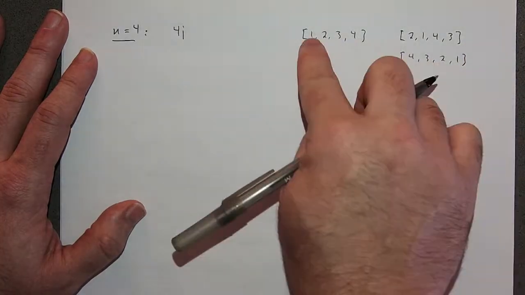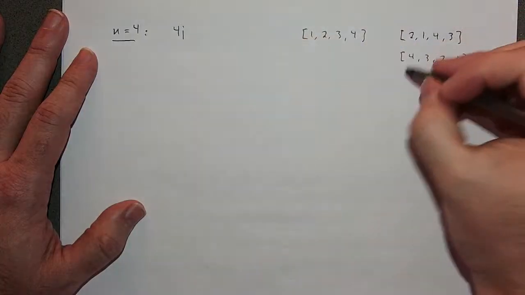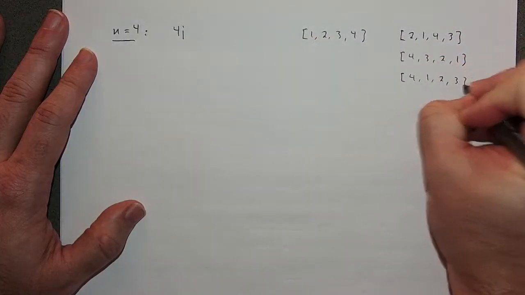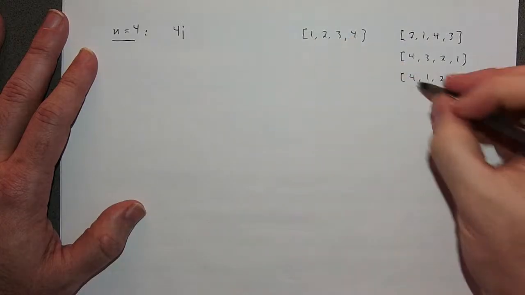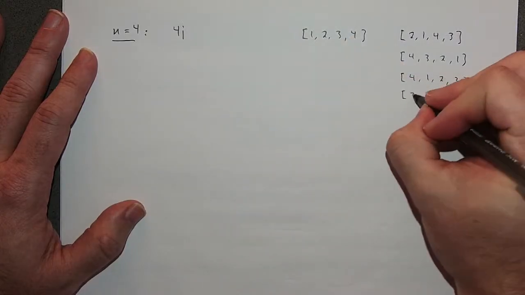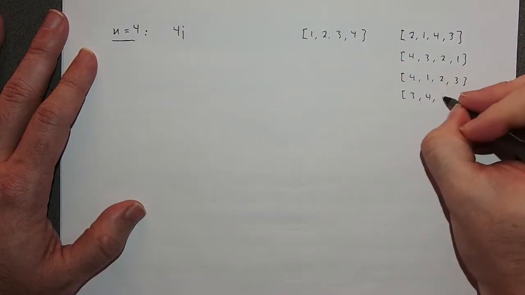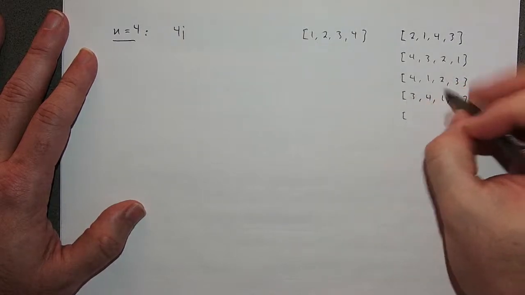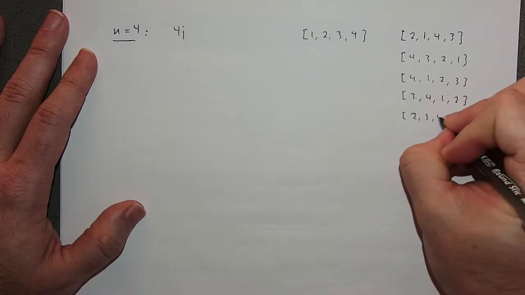I could also shift to the right. So this would be 4, 1, 2, 3. I could also shift again to the right. So this would be 3, 4, 1, 2. I could shift again to the right. So this would be 2, 3, 4, 1.